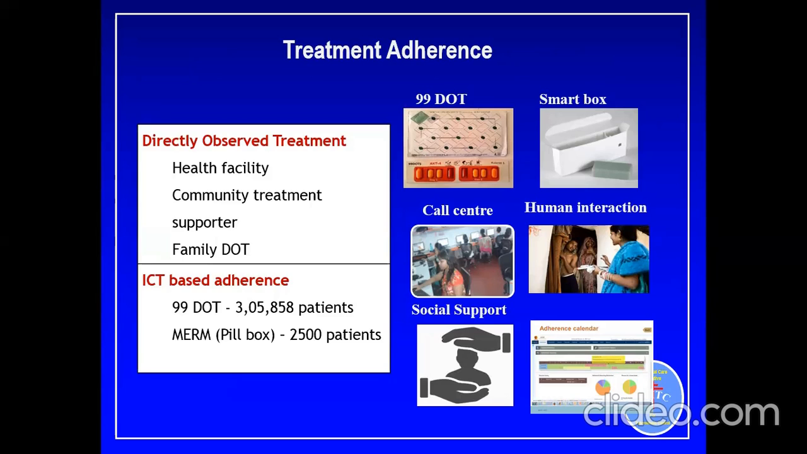So the patient had to come to the center and consume the drugs in front of the healthcare provider every alternate day. But with the daily treatment, now there is new ICT-based adherence technology, that's 99DOTS. A person gives a missed call to the number which is present behind the blister, and it gets registered on the dashboard so that the health worker can know that the patient has at least opened the blister. And then there is this MERM pill box, and again you open the box, a signal is sent to the district TB center.